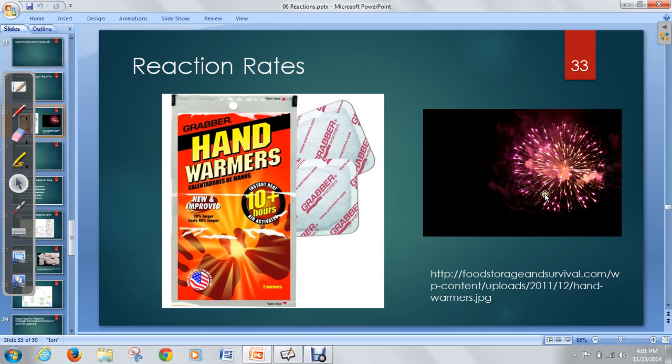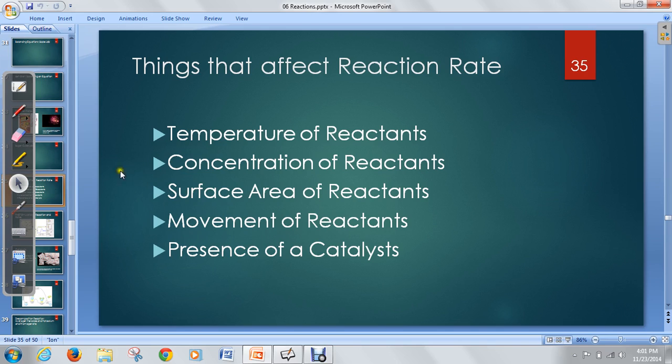Whereas in an explosion, like a firework or dynamite or something like that, they want a nice powder so that they can have more of the reactant exposed at a given time, and so this reaction will occur faster. Okay. And so again, there's lots of different ways to make the reaction occur faster or slower. So chemists need to understand how these things affect the reaction rate when they design products like hand warmers or fireworks or anything they use as a chemical reaction.